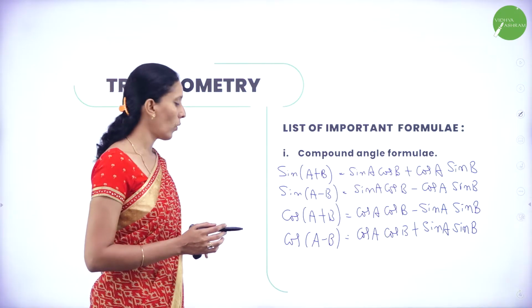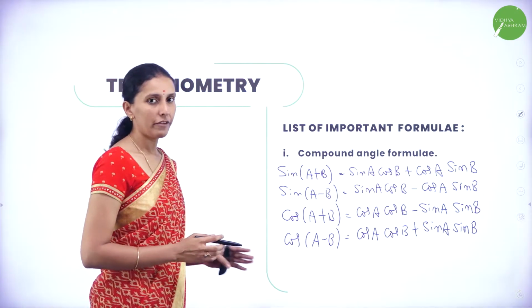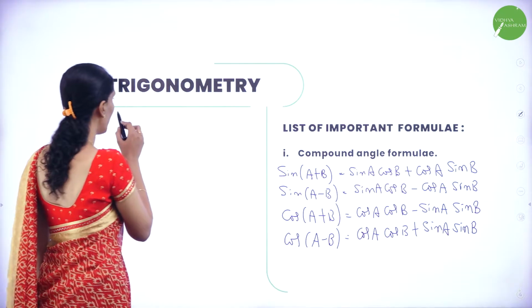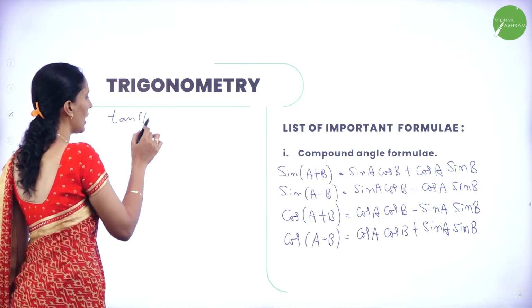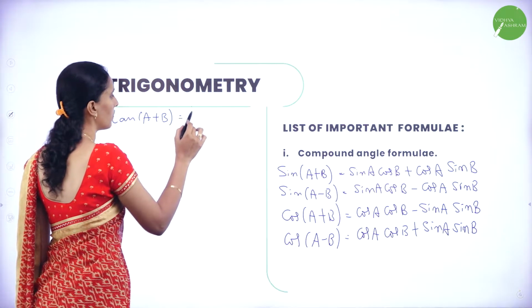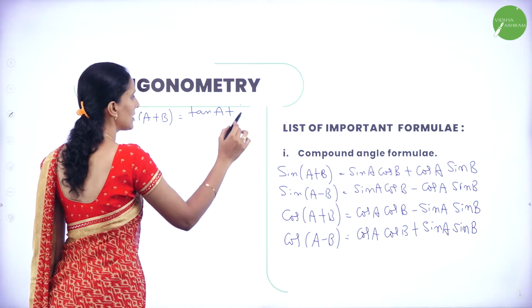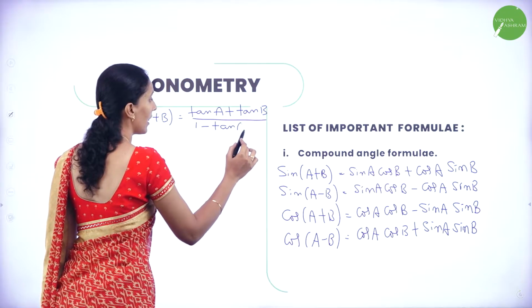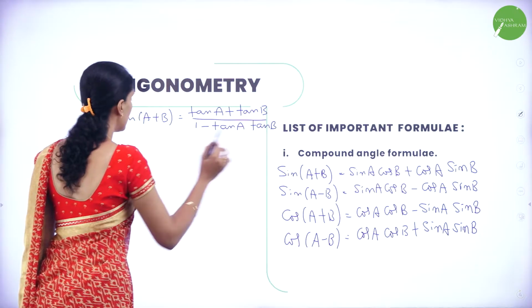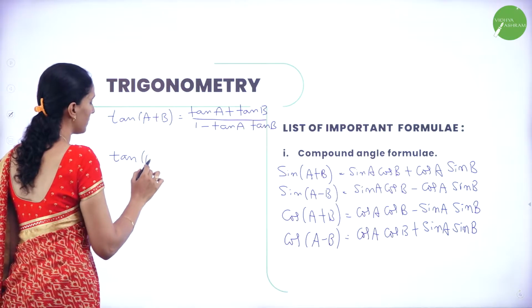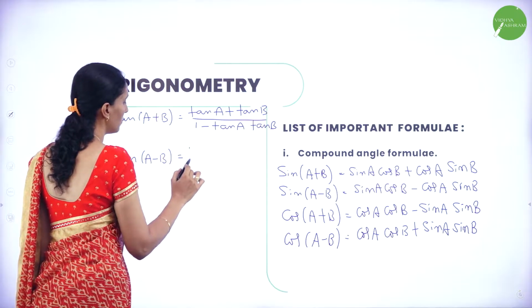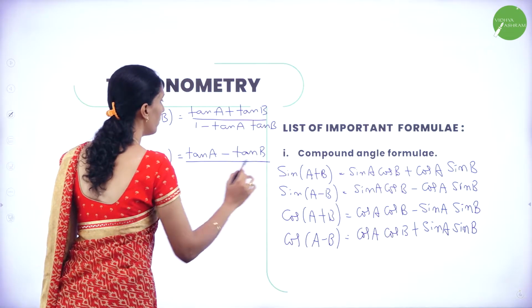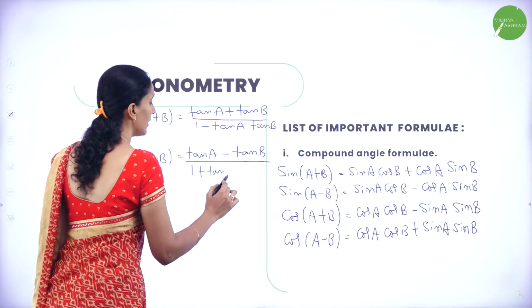So this is how we find the sum or difference of any two angles in terms of sine and cos. We have tan a plus b also. So tan a plus b is equal to tan a plus tan b over 1 minus tan a tan b. Similarly, tan a minus b is equal to tan a minus tan b over 1 plus tan a tan b.